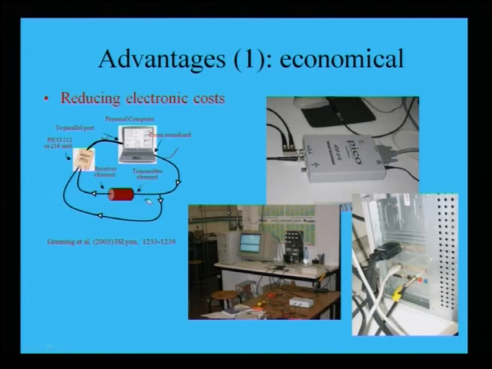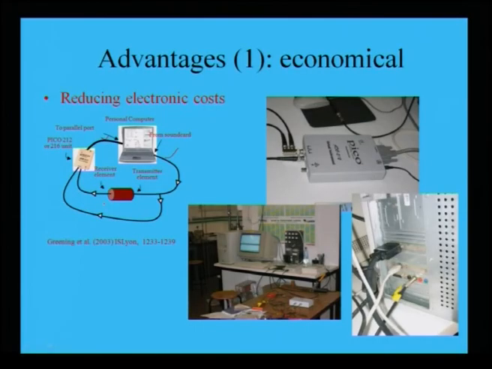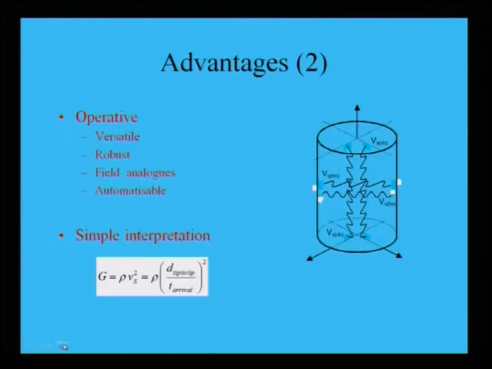Then with this you can record how the bender pulse travels inside the soil, and it doesn't require much time or money. Advantage one is that it is very economical as compared to field tests. Advantage two is that it is operative, meaning it is versatile and robust, and analogous to your field condition, with simple interpretation. You can simply interpret.